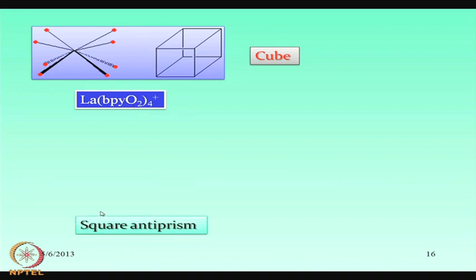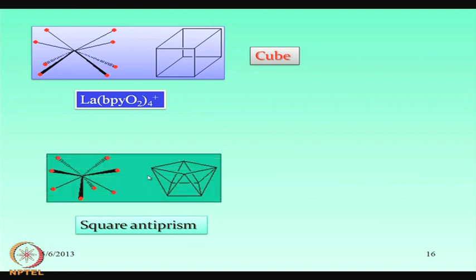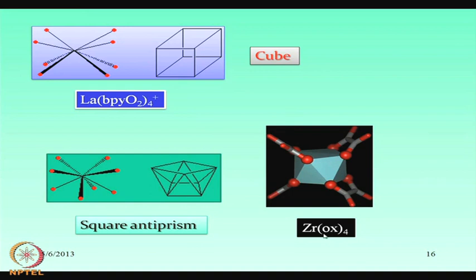Similarly, the square antiprism geometry can be obtained nicely in this form, as we have seen just now in the case of Zr(ox)4, zirconium tetrakis oxalato. So, we have the corresponding geometry, which is square antiprism, and 4 such oxalato ligands. This is the first oxalate ligand, this is the second one, this is the third one, and this is the 4th one.